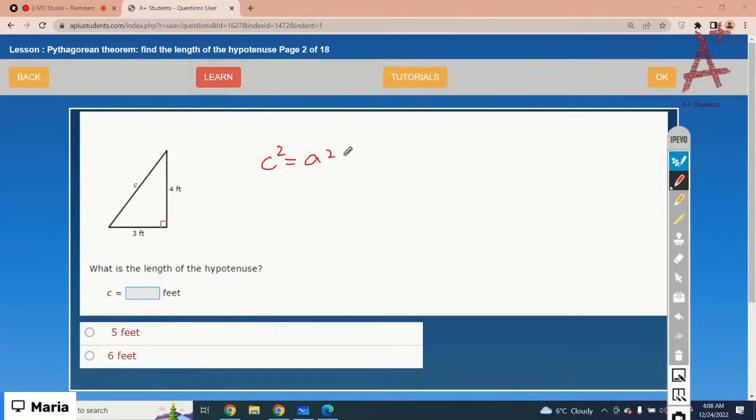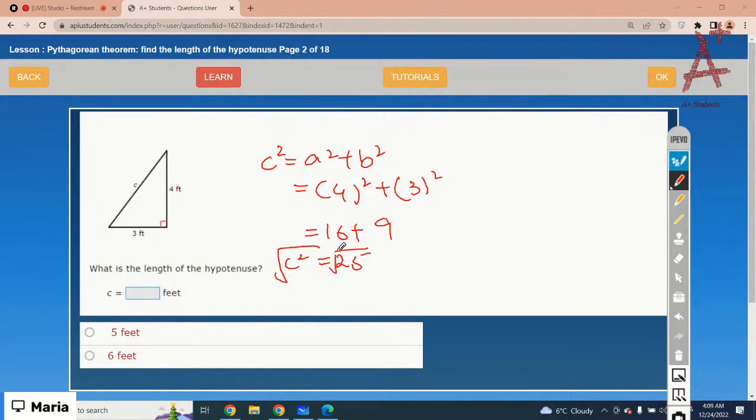It would be a is 4, 4 square, and plus b is 3, 3 square. 4 square is 16 and 3 square is 9. So it is 16 plus 9. Got it? 16 plus 9 sums to 25. You have to square root both sides because you have to find the value of c only. So c equals 5. Got it?